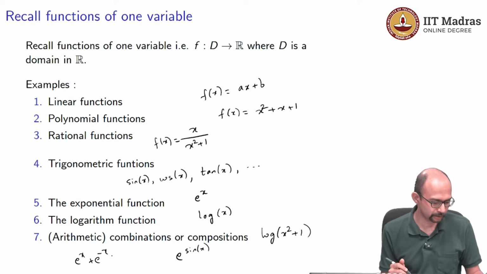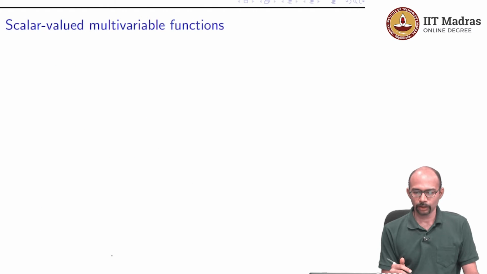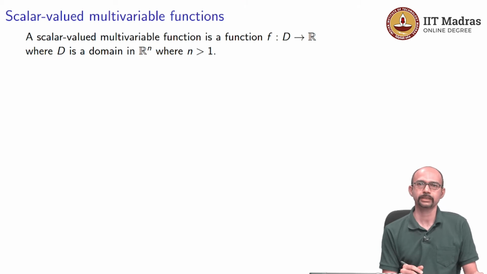So, these are all functions that we have seen in single variable calculus, and we studied various aspects of such functions, things like how do you find maxima, minima, derivatives, continuity, and so on. Okay. So, let us get to scalar valued multivariable functions. A scalar valued multivariable function is a function f from D to R. Again, the codomain is R, and that is why it is scalar valued, meaning it takes values in the real numbers. But now D is a domain in R n, where n is greater than 1.